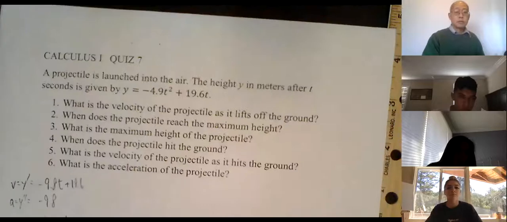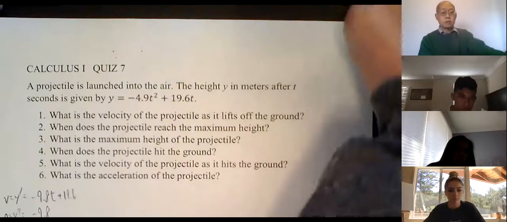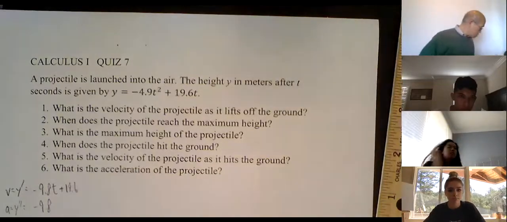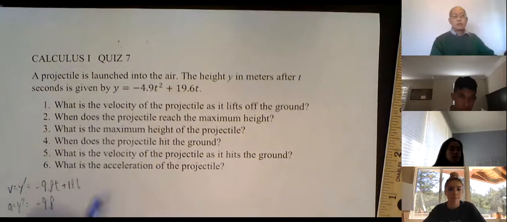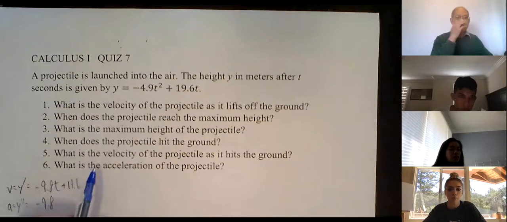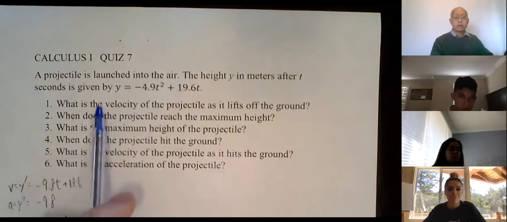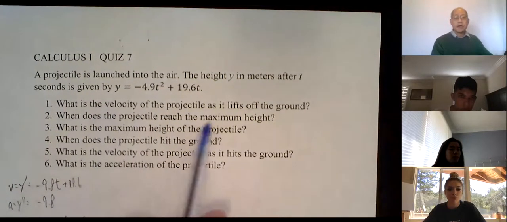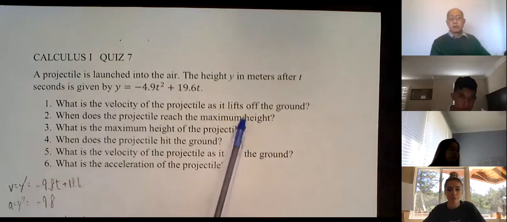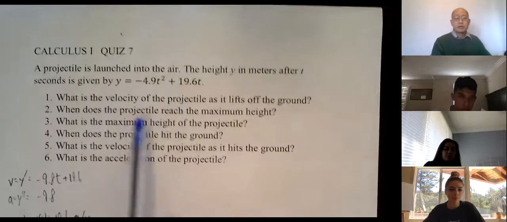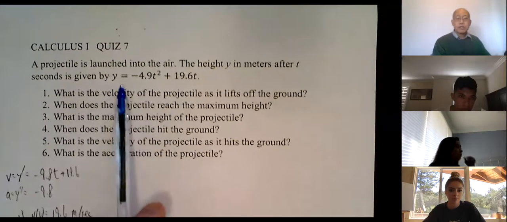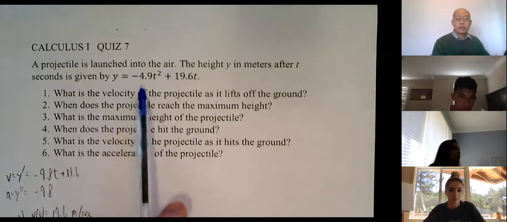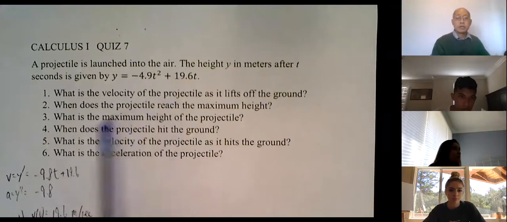Okay, the quiz, which is now too late to submit. All right. Number one, unfortunately, threw off more people than it should have. Maybe it was the wording, but the velocity of the projectile as it lifts off the ground. So you're supposed to plug in t equals 0 for that one. So anyway, y equals negative 4.9 t squared plus 19.6 t.